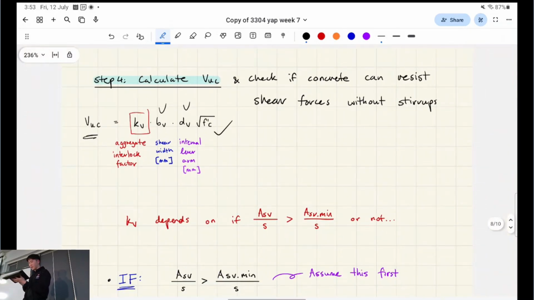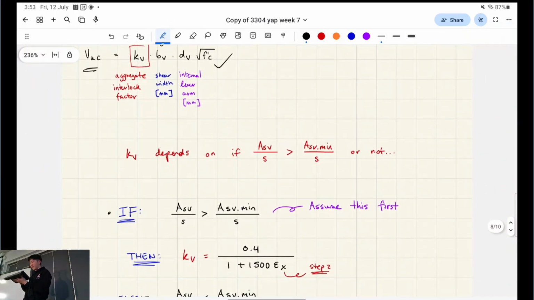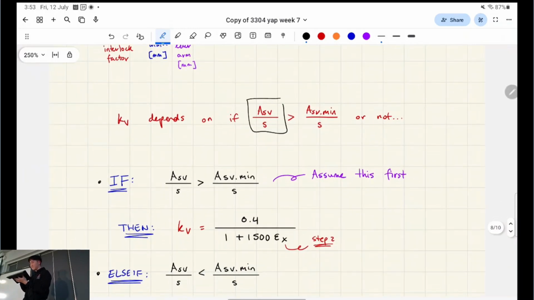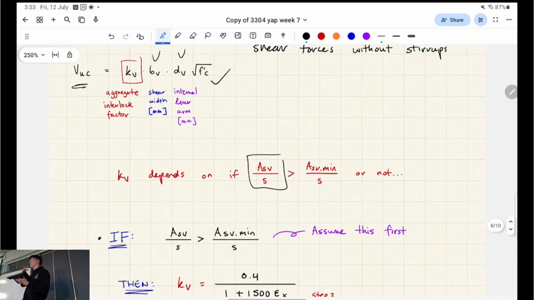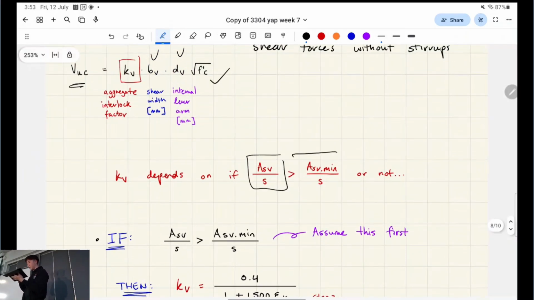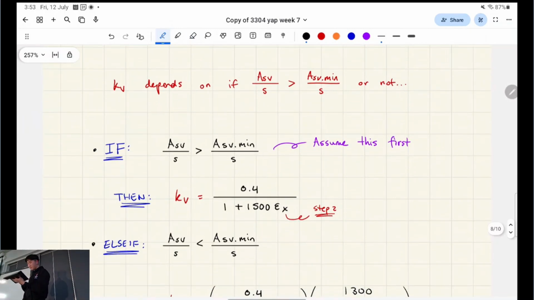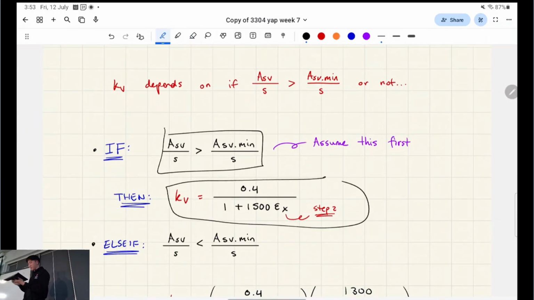KV, the aggregate interlock factor, is a formula that depends on whether your shear area per spacing is greater than that value that we calculated earlier, which is the minimum, right? And we always start by assuming that it is greater than the minimum, and if it's not, we have to try the other method. So if it is greater, we have a simple formula, and we've already calculated epsilon x, so that's all good.